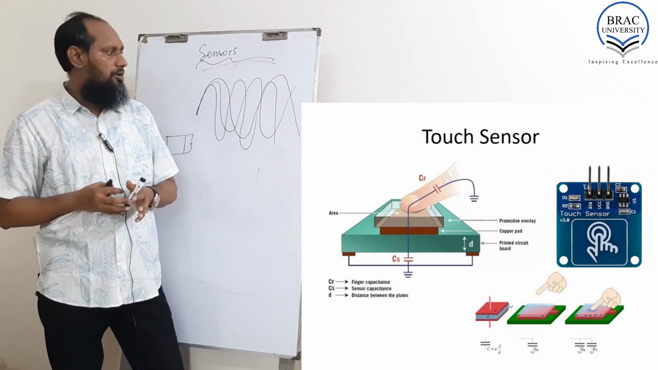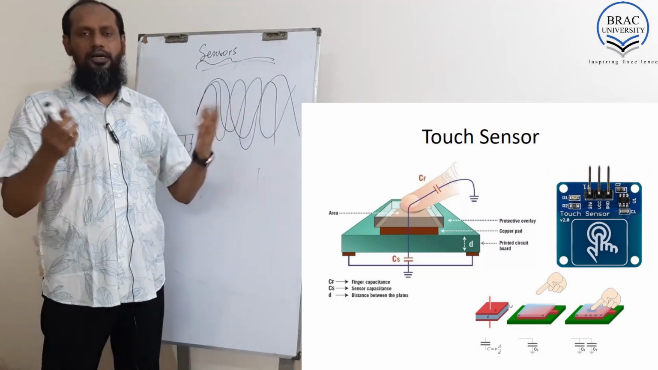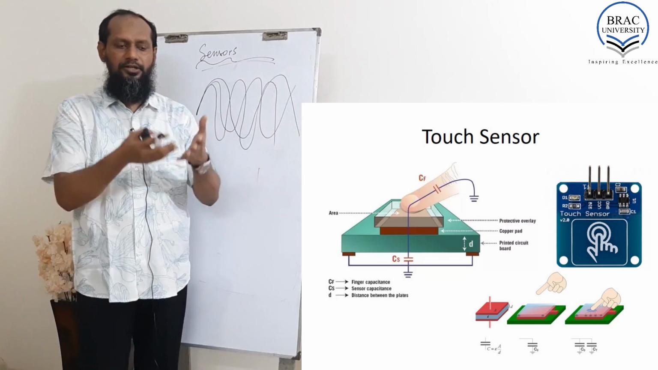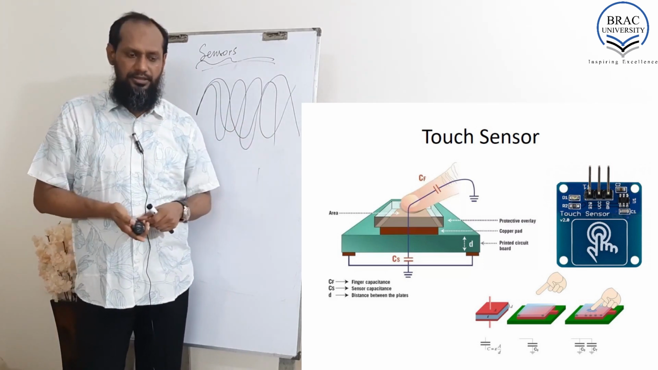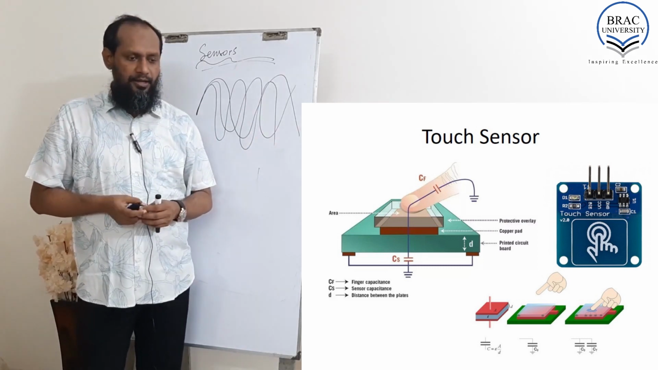Like if I want to make a switchboard, I'll just touch and the light will be turned on. I'll just touch, it turns off. So for building this kind of application, this kind of touch sensor can be used. Or you can also build your own touch sensor. You can also use an IR sensor for doing this.